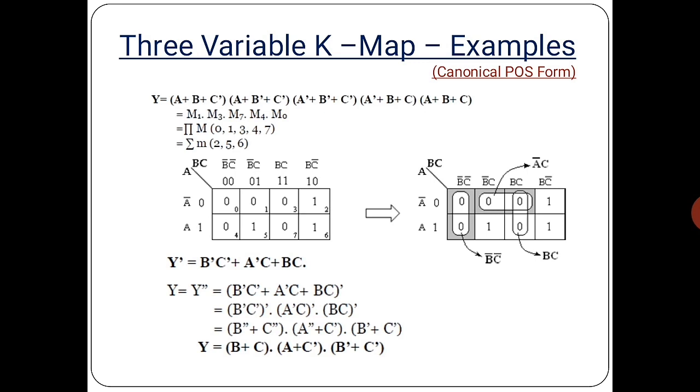And also we can take only the common variables for each pair. So it will be b bar c bar, b c, and a bar into c. These are all the common variables, taken only for the SOP form. So y bar value will be equal to, directly we can write it as b bar c bar plus b c plus a bar into c.